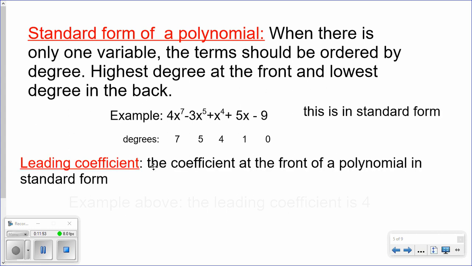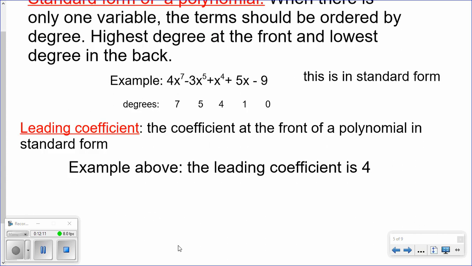The leading coefficient is the coefficient in the front of the polynomial when it's in standard form. Okay, so because this one's in standard form, the coefficient in the front would be the one with the highest degree. The leading coefficient would be 4. Okay?